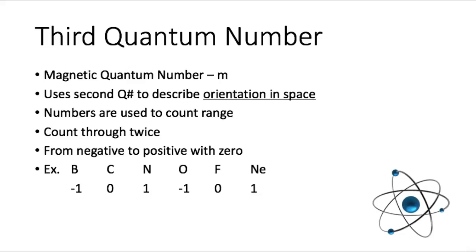So for example, if we looked at our periodic table, the top row on the P section of the periodic table, we have boron, carbon, nitrogen, oxygen, fluorine, and neon. Those quantum numbers for those elements are -1, 0, 1, -1, 0, 1. So our range is to go from -1 to +1. We include the 0 in that range, and then once we've counted through the range once, we repeat it, again going from -1 to +1. So that's what we mean by a range.